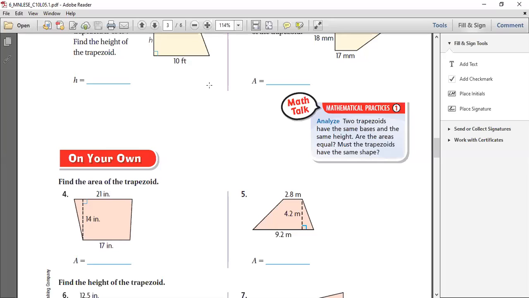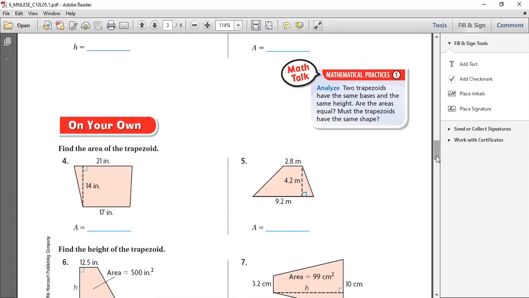Okay. So I hope yesterday's lesson was clear for you. Before we start, let's quickly revise the formula for the area of a trapezoid. A trapezoid's area is equal to half multiplied by base 1 plus base 2, which should be inside the parentheses, multiplied by h.